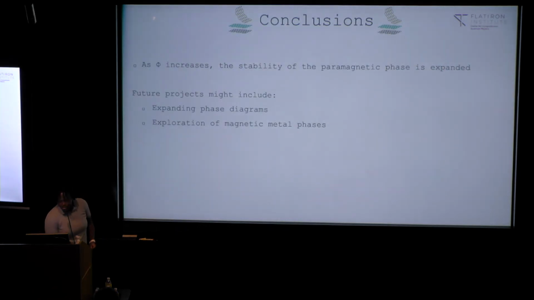For future projects, we'd like to expand these phase diagrams both up, which would be at higher Moiré potentials, and outward, which would be at lower electron densities but higher rs values. And then just more exploration of those phases in the middle where there's magnetism but no band gap.